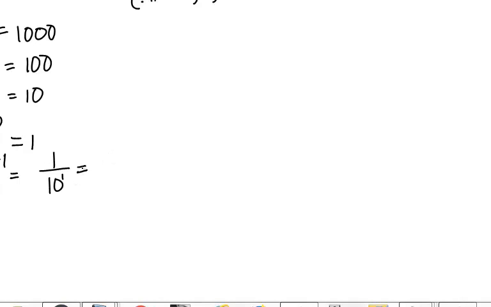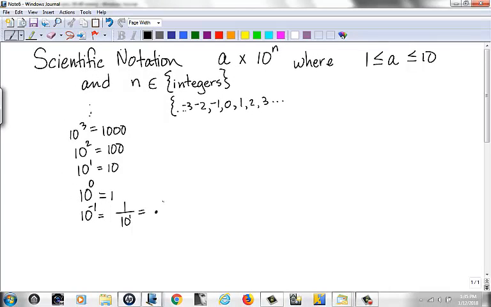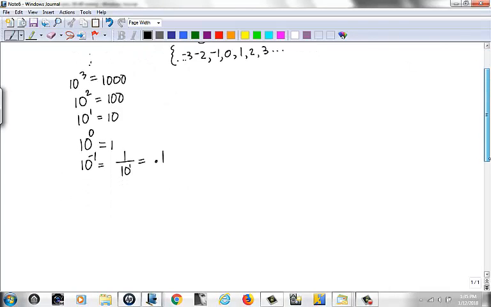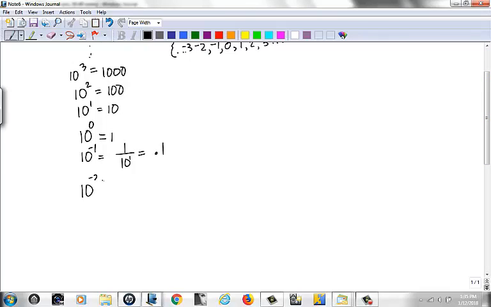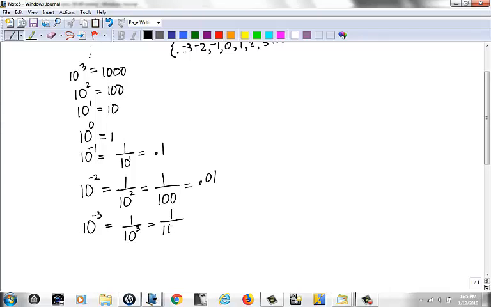Let's finish this one. The 1/10 would be the same as 0.1, right? And then 10 to the negative 2 would be 1 over 10 to the second, and that would be 1 over 100, which would be like 0.01. So 10 to the negative 2 is the same as one hundredth. Okay, 10 to the negative 3 would be 1 over 10 to the third, which would be 1 over 10 times 10 times 10, or 1,000, which would be like 0.001. And then that pattern continues.